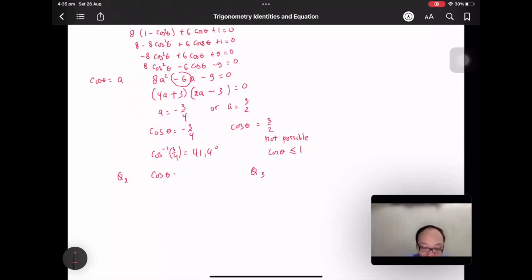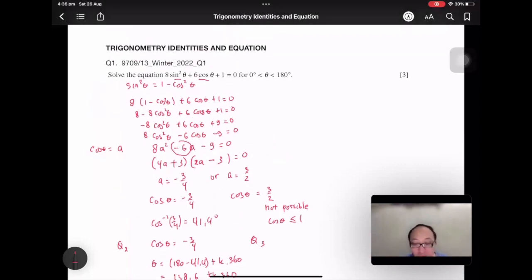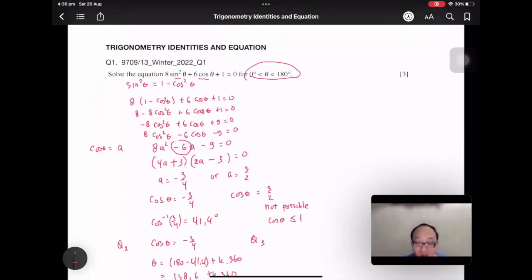So that means for cos theta equals negative 3 over 4, theta in the second quadrant will be 180 minus 41.4 plus the period. This equals 138.6 plus k times 360. For k equals 0, theta is 138.6 degrees. If I put k equals 1, it will be greater than the domain, so no need to check it.